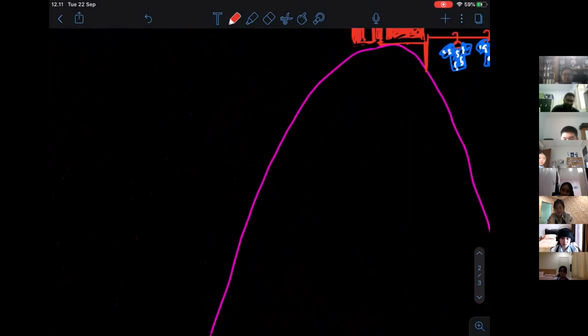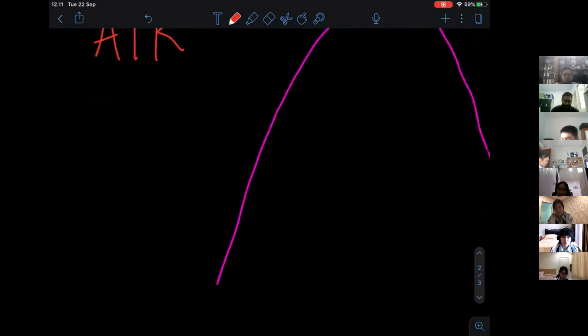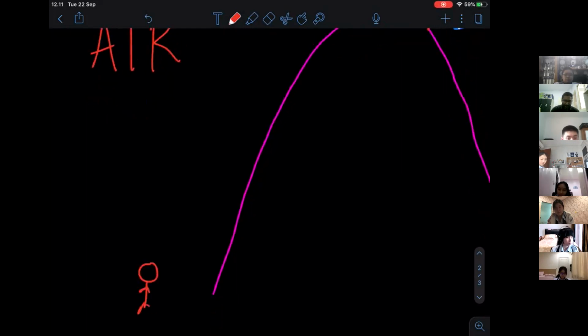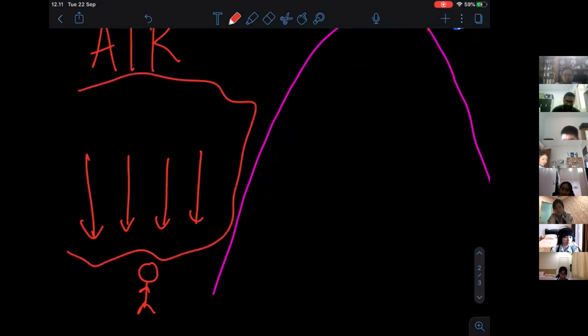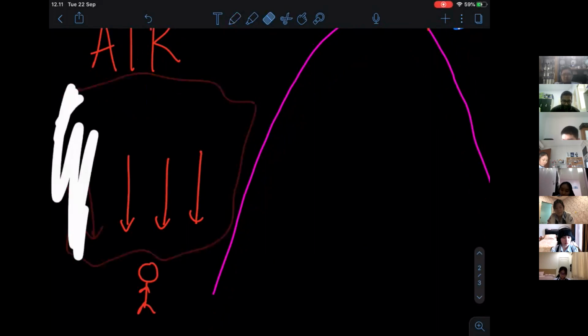All these parts are covered by air. It means that the lower the place, the more you are going to be compressed by a lot of air. Correct? Do you agree? So all these are air. You are going to experience a lot of air around you.